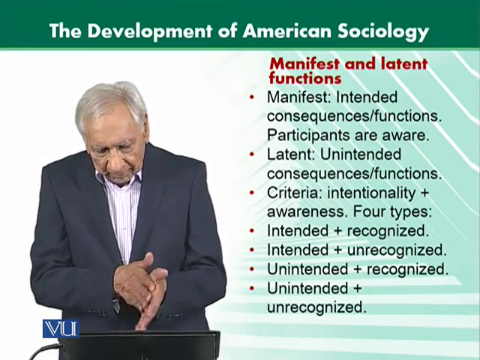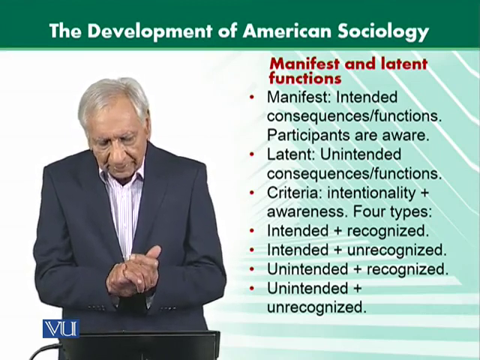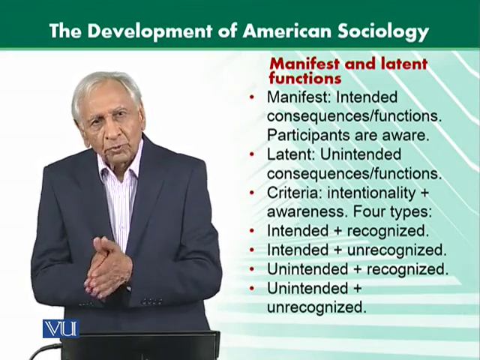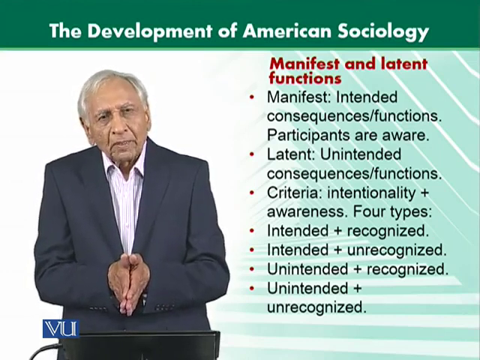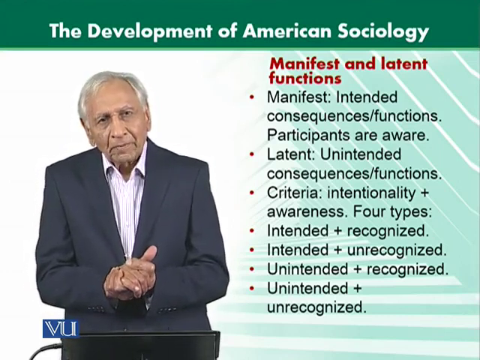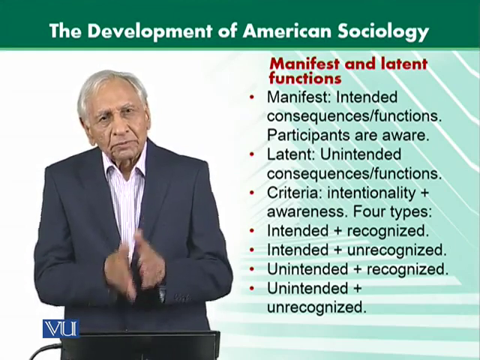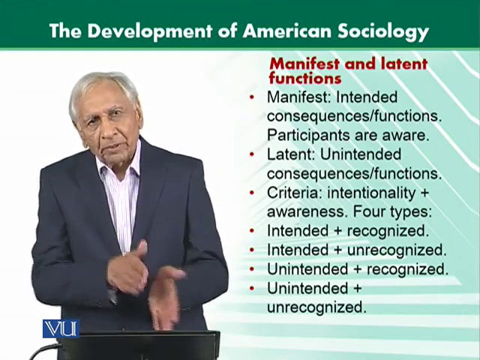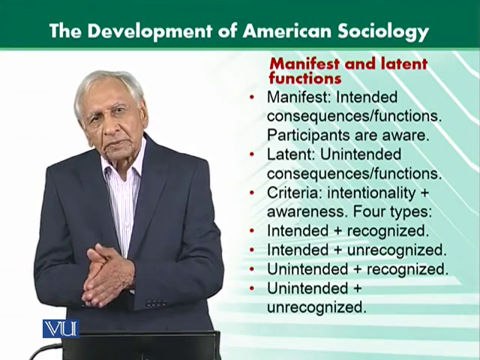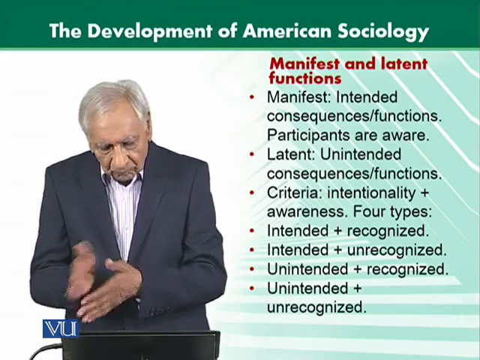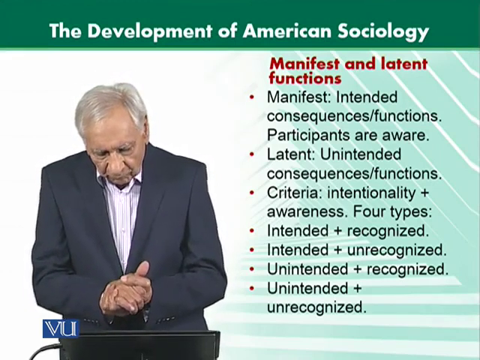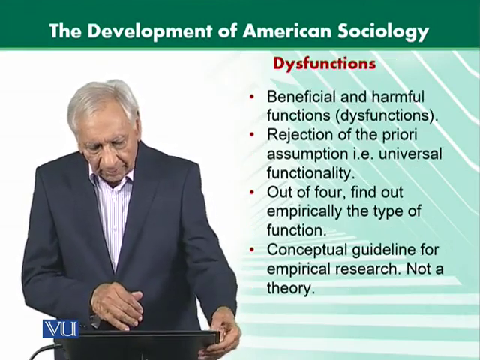Thereby he tried to divide manifest and latent functions based on four criteria. The first one was intended plus recognized functions. Recognized, intended by whom? By the participants who would like to produce a particular kind of function. Second was intended plus unrecognized. Something is intended, and as a byproduct of that, there could be certain other fallouts which were not recognized in the beginning. The third was unintended, recognized. And the fourth one was unintended plus unrecognized.